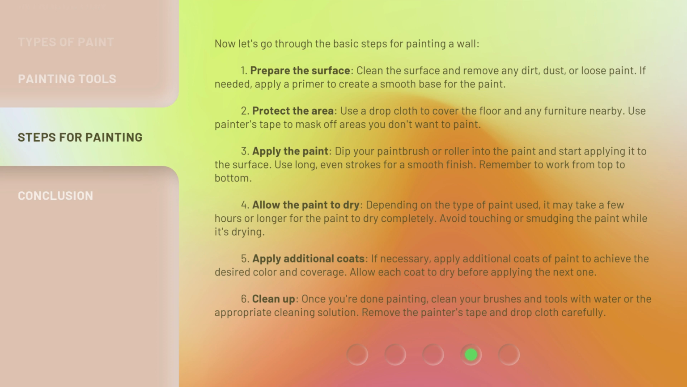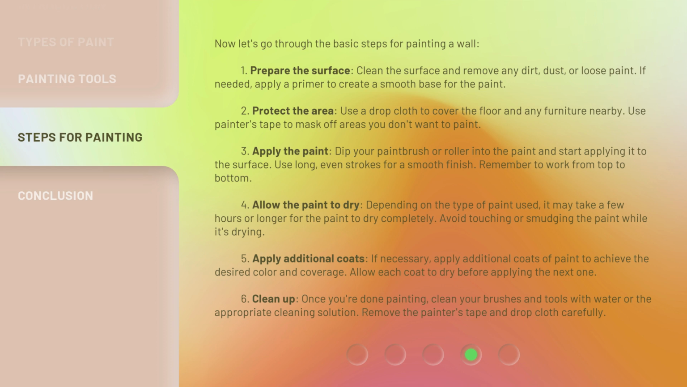3. Apply the paint. Dip your paintbrush or roller into the paint and start applying it to the surface. Use long, even strokes for a smooth finish. Remember to work from top to bottom. 4. Allow the paint to dry. Depending on the type of paint used, it may take a few hours or longer for the paint to dry completely. Avoid touching or smudging the paint while it's drying.